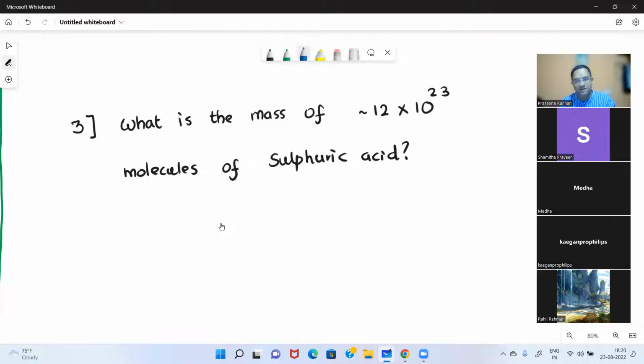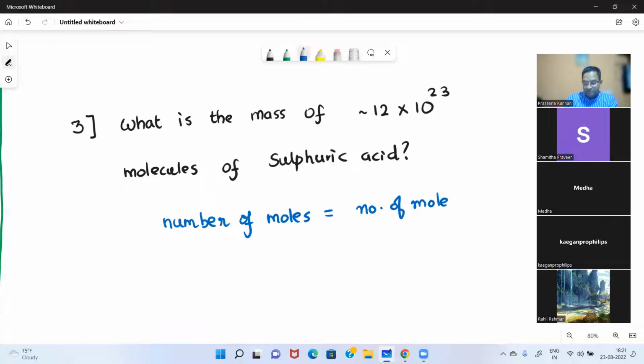So how many molecules are there? 12 into 10 power 23 molecules. Correct? Now the number of moles. So the number of moles is given by the number of molecules given divided by the Avogadro number. Right? If I have 6 into 10 power 23 molecules, or accurately, 6.023 into 10 power 23 molecules, then how many moles are there? 1 mole. Because 1 mole of any compound contains Avogadro number of molecules.